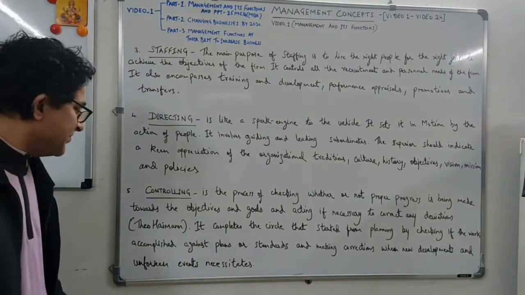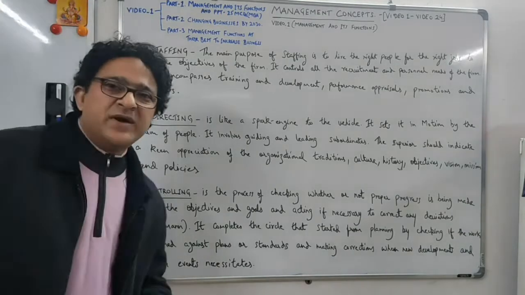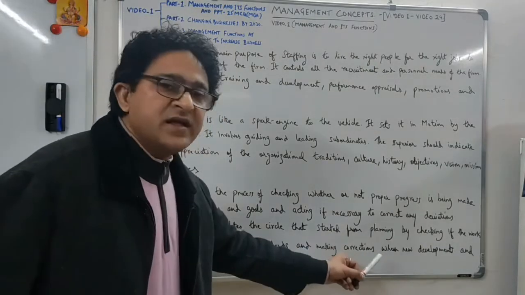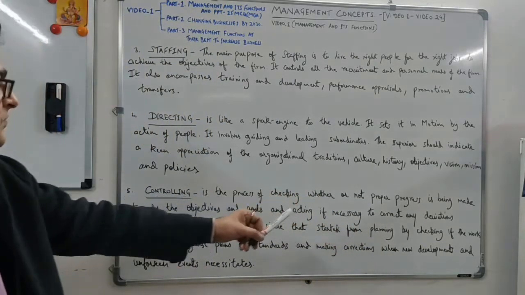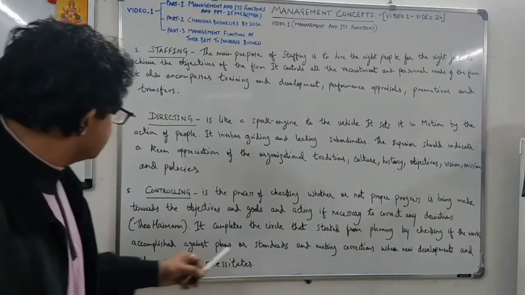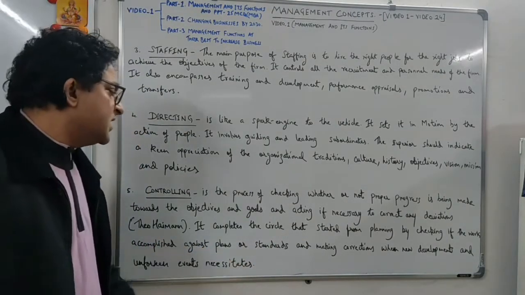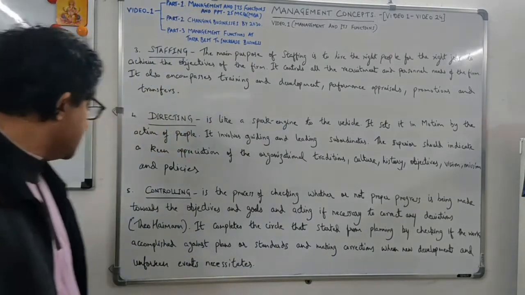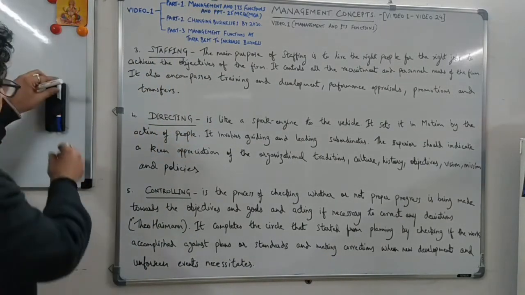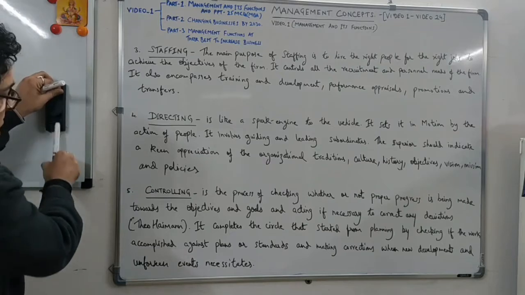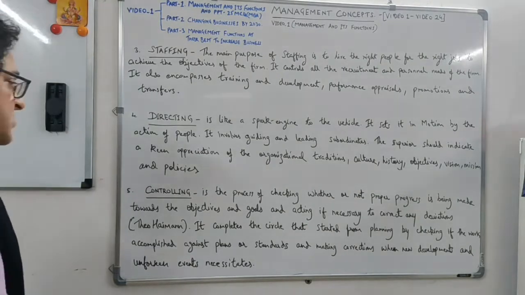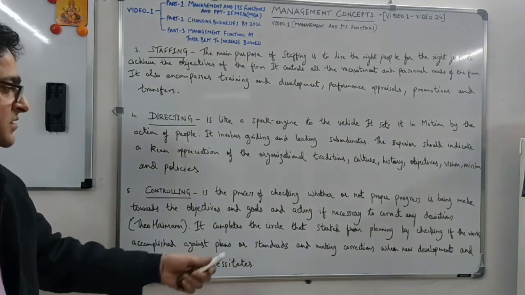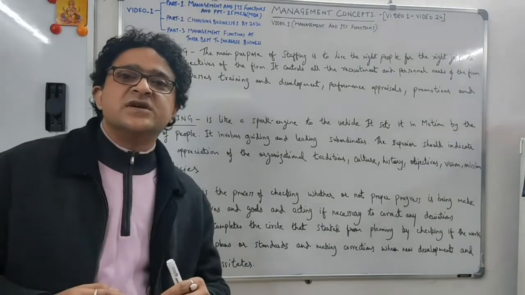Okay, I hope I'm not making it very difficult for you, but this is all linked. It completes the circle that started from planning, by checking the work accomplished against plans or standards, and making corrections where new developments and unforeseen events necessitate. That's very important. It's not only knowing, checking the work accomplished against plans or standards, because it's actually a circle.